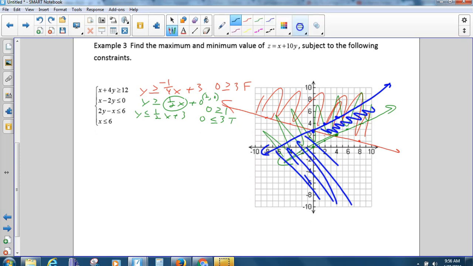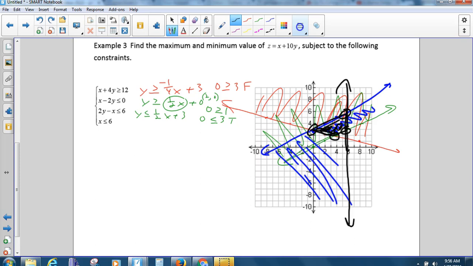And last but not least, x is less than or equal to 6 is a vertical line through 6. Everything left of that. So where am I going to be? I'm going to be in this region right here. So I'm going to be in this kind of quadrilateral right here. So what are my points of intersection? They're going to be right here, here, here, and here.